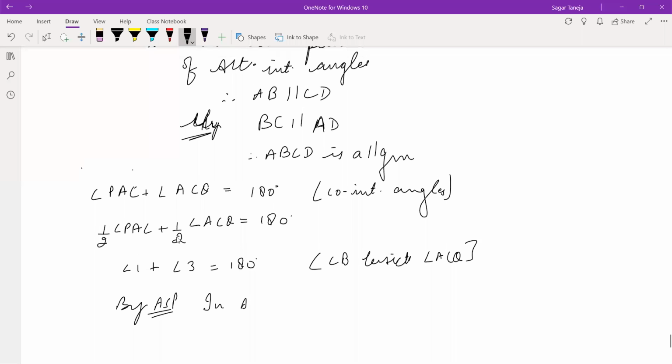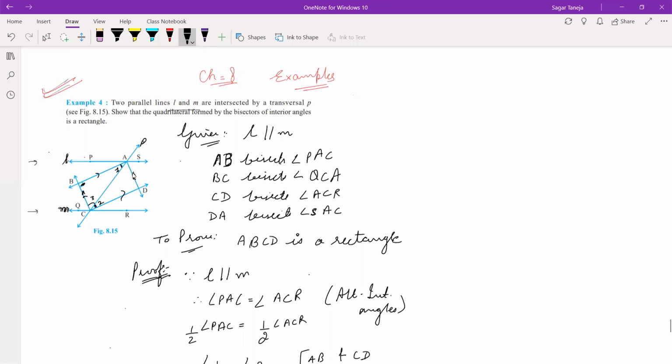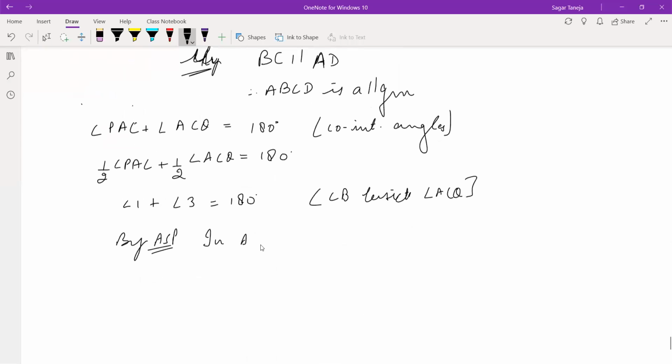in triangle ABC, if we apply the angle sum property, then we have angle B, and with angle B we have angle 1 plus angle 3. See in the figure, we have angle B, angle 1 and angle 3. Sorry, I have made a mistake here. It is 180 degrees. I have to make it half, because if I am taking half of this and half of this, then half of this also we should do.